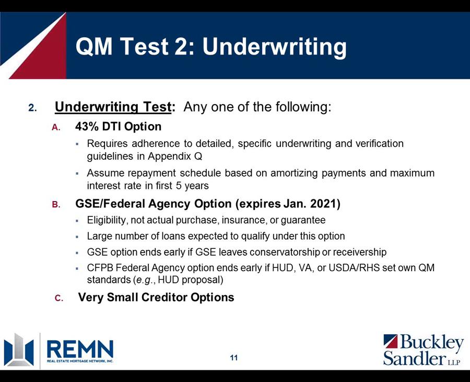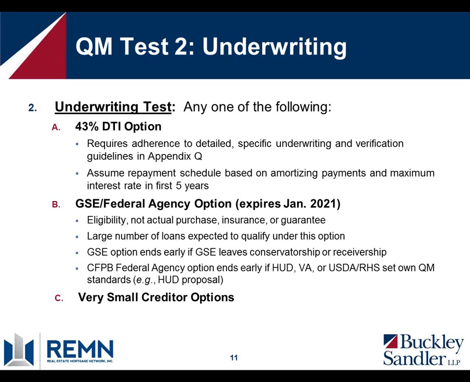Now, this option, however, is intended by the Bureau as a transitional measure to move the market from a time right now where it's extremely reliant on the GSEs to create a secondary market to a period where hopefully there's a functioning private secondary market again. So it is scheduled to expire in January of 2021, but can also expire earlier under certain circumstances. Specifically, your ability to rely on GSE standards will end if the GSEs leave conservatorship or receivership of FHFA. And there's legislation in Congress to address this issue and try and reform the GSEs.